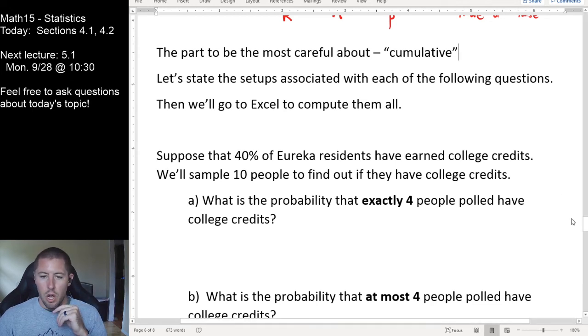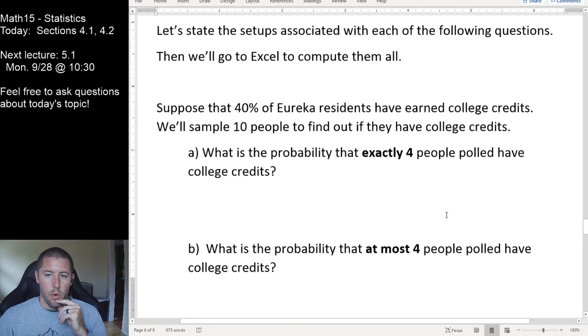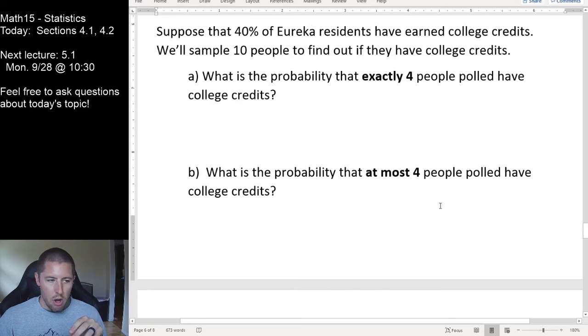All right. So we're going to set ourselves up with a new scenario, but it's still a binomial distribution, still has number of trials, number of successes, probability of success, still the same thing. Suppose that 40% of all Eureka residents have earned some college credits in their life, more than 0 college credits on a transcript. We're going to go out and sample 10 people to find out if they have college credits or not.